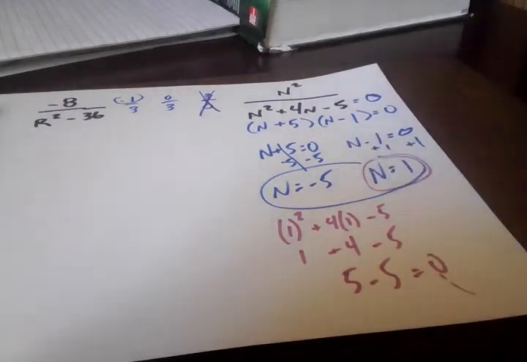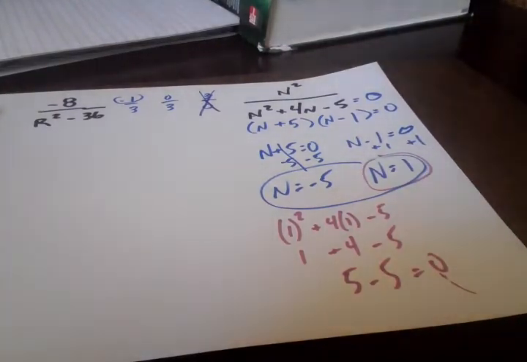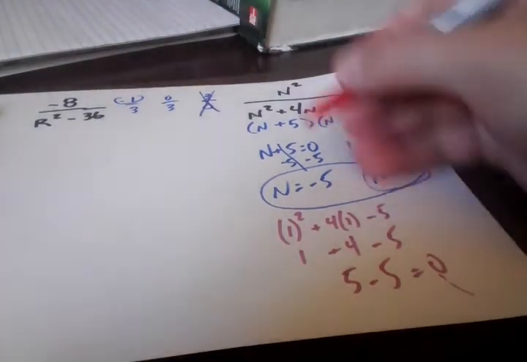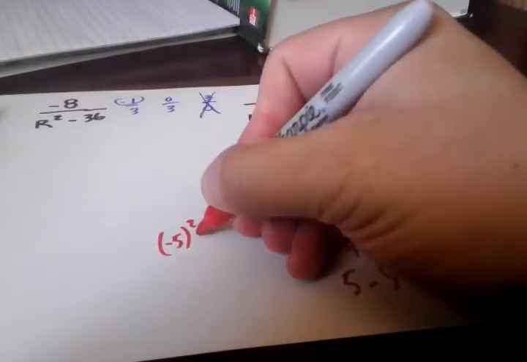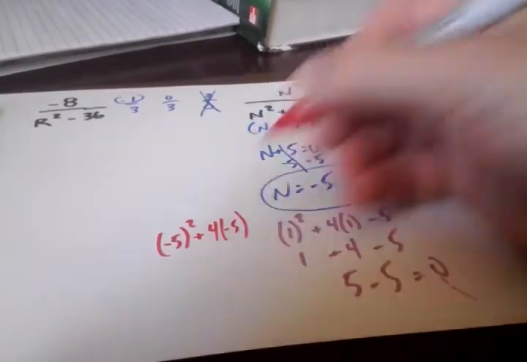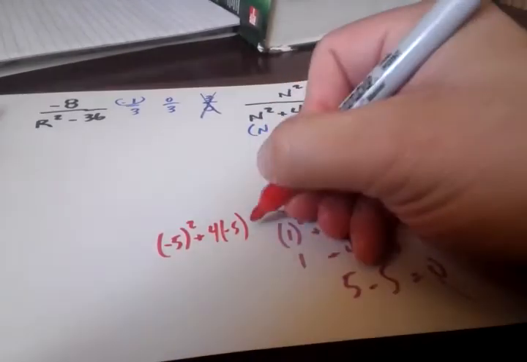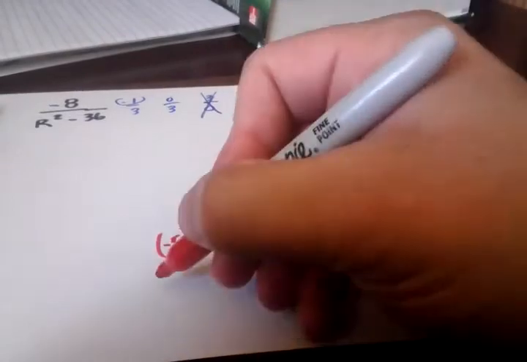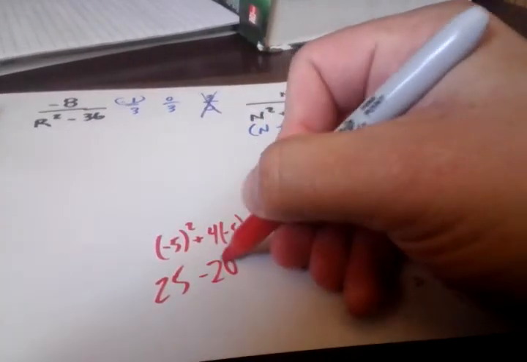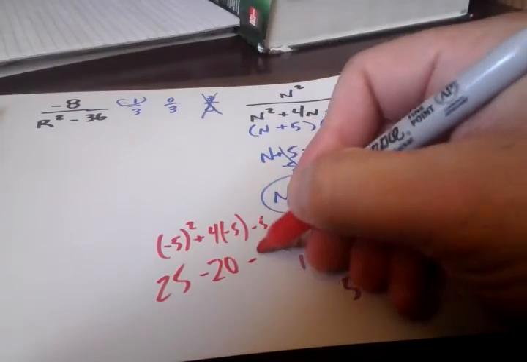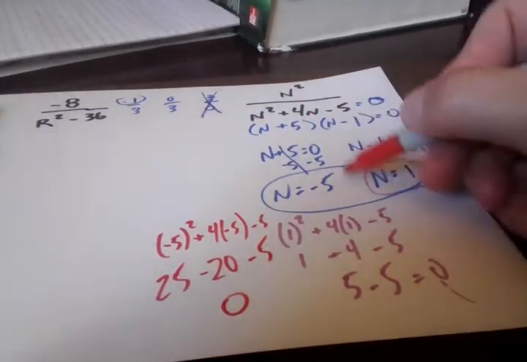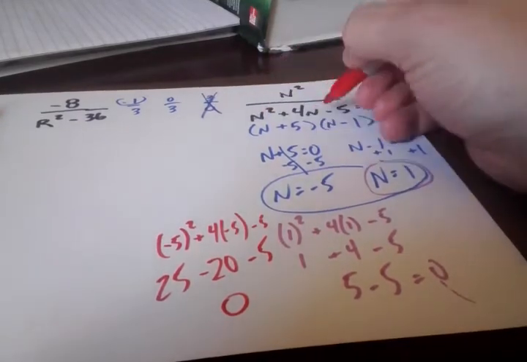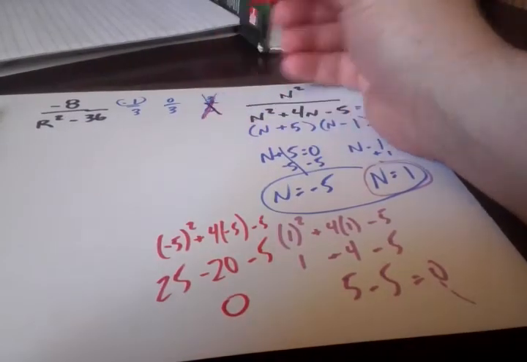Okay, let's do the same with -5, just to be sure here. All right, so now we have -5 squared plus 4 times -5, right? We're plugging -5 in now. Then we have a -5 back there. -5 squared is 25, minus 20. 4 times -5 is -20, minus 5. 25 minus 20 minus 5 is 0. So if we plug in -5 as well, it also gives us 0, which we said we can't have.